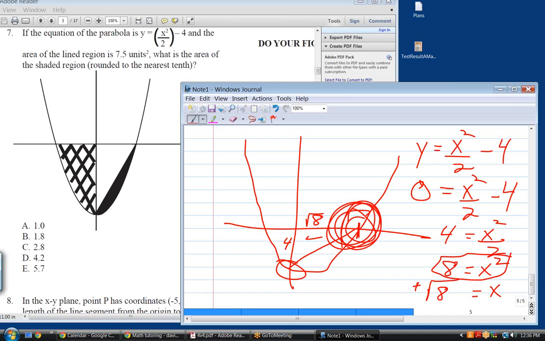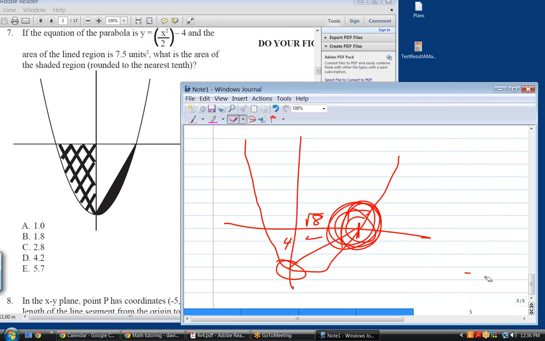Hold on. What's the formula for area of a triangle? It's really bad that I don't remember. 1/2 base times height. You definitely want to review all your geometry formulas that you're going to need to know.